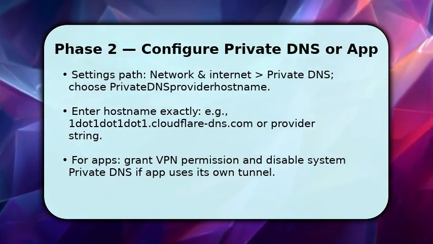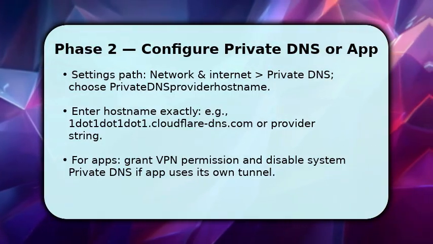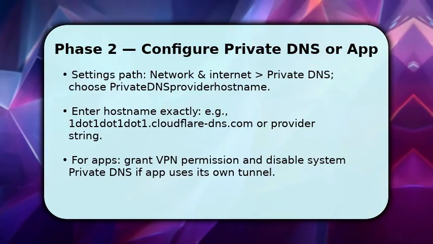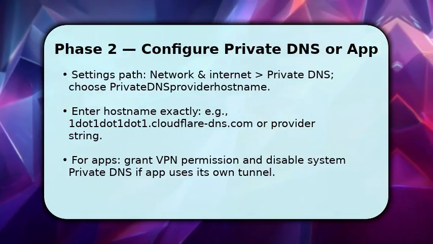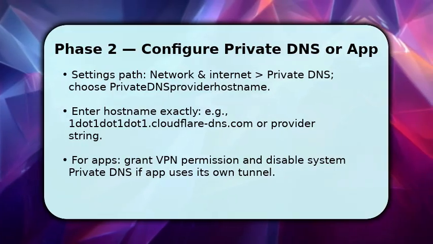Go to Network and Internet and tap Private DNS. Select Private DNS Provider Hostname and type the provider's TLS hostname precisely. Once entered, save and test by browsing. DNS queries are now encrypted.